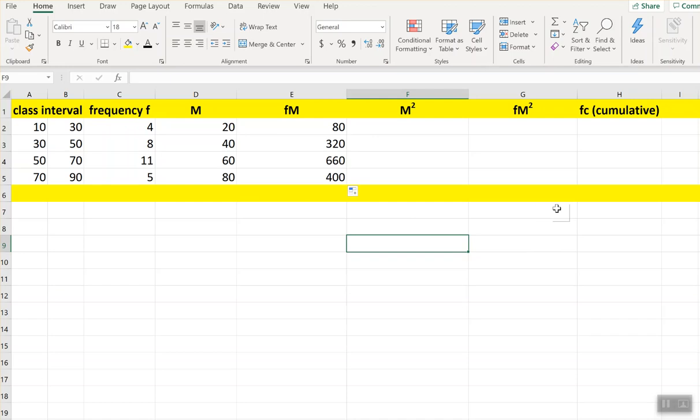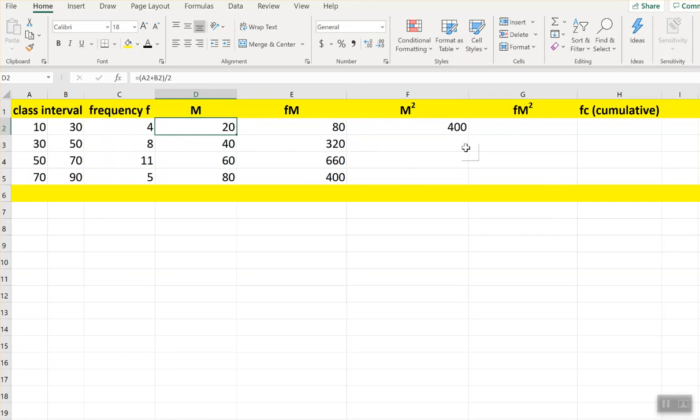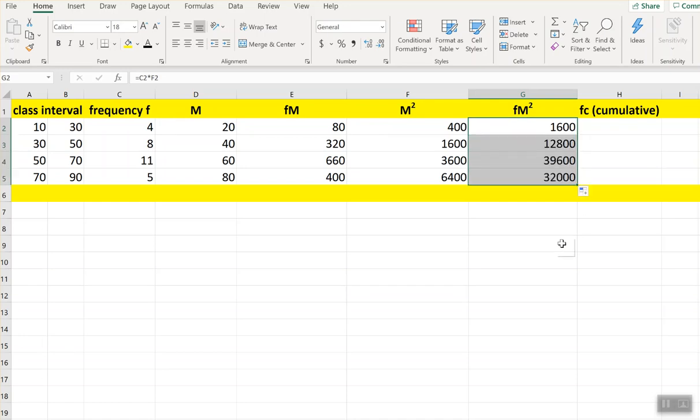Next, I'm going to calculate everything that I need to know. So I'm going to calculate the m squared. The m squared is equal to the midpoint squared. So the first one is 20 squared, which is 400. Drag that down, and I get the square of each midpoint. Then I multiply in my next column the frequency times the midpoint squared. So this will be 4 times 400, 1600. I do the same for all of them. I get that.